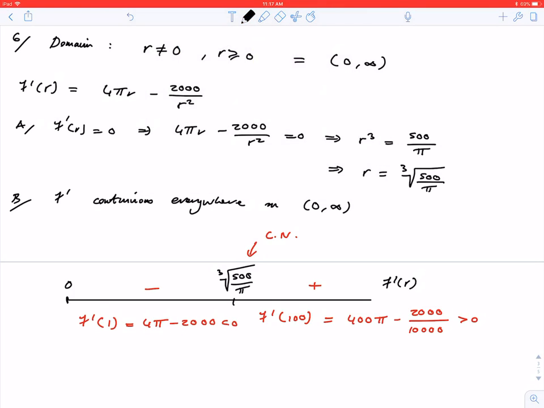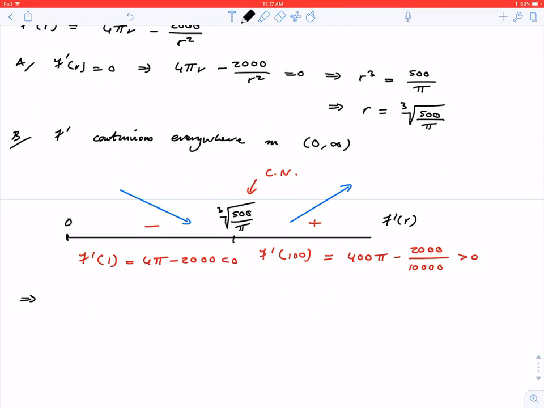Notice here as well, it's a critical number at this point. The function is defined. So I'm going down here, and I'm going up here. So I can employ the critical point theorem now. This implies f of the cube root of 500 over pi is an absolute min of f on the interval 0 to infinity.